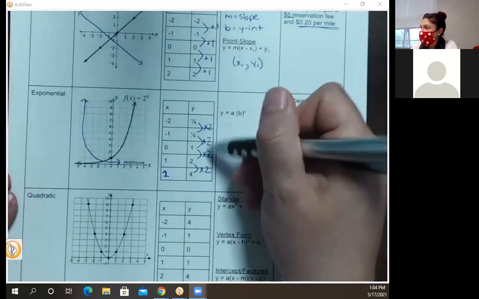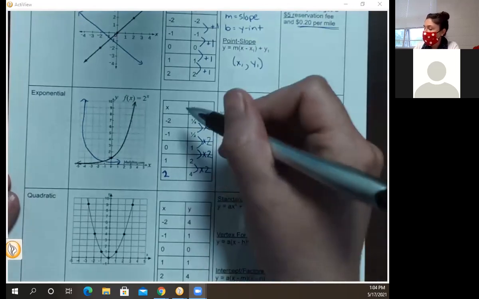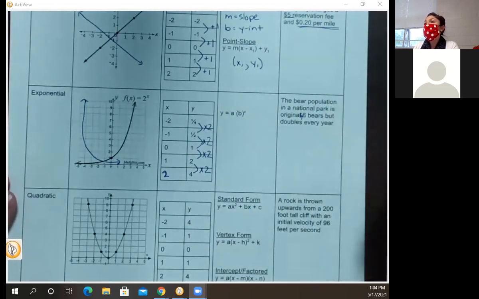Now, the number that we multiply by could be a fraction. If our y values are getting smaller, that means we're multiplying by a fraction. So we're cutting that number in half every time, or we're cutting it to a third every time.